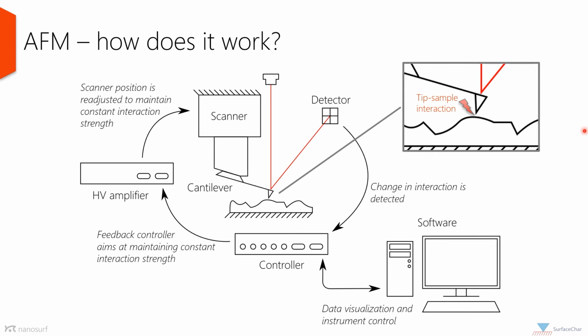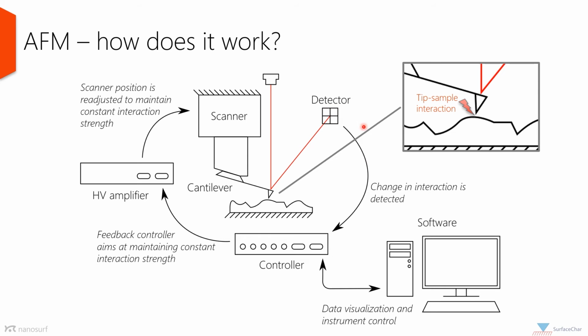So the heart of the AFM is the AFM cantilever, which is a flat spring with typically a tip at its end. This tip is very sharp and interacts with the surface. Interactions between tip and surface cause a bending of the AFM cantilever. This bending can be read out using a laser focused on the back of the cantilever and reflected onto a photodetector. Changes in the interaction cause a change of the light spot position on the photodetector.